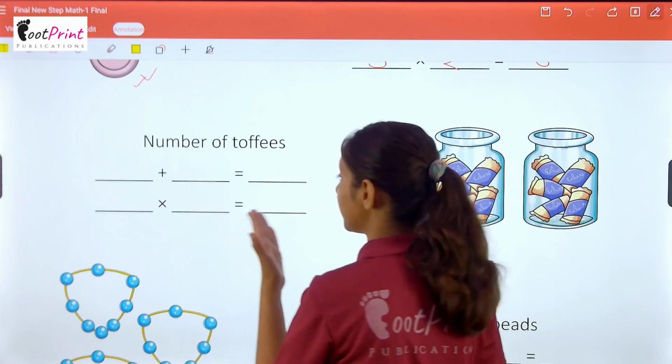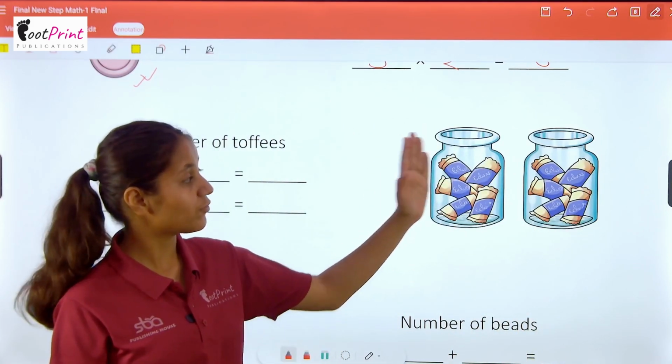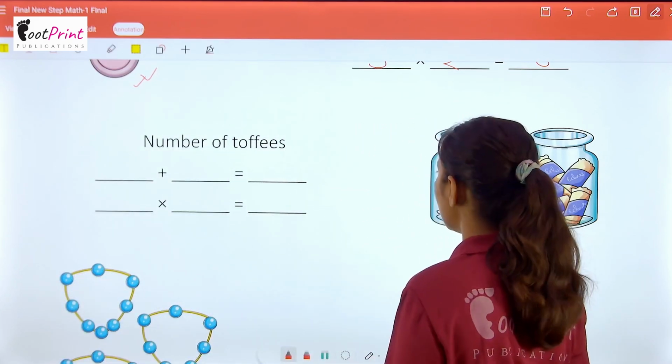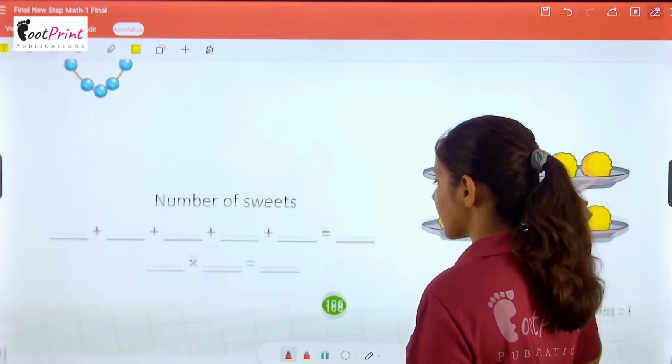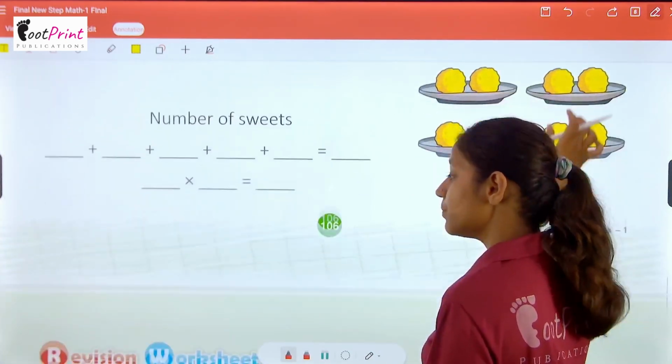Now, we have the number of toffees. So, you have to count the number of toffees, then you have to multiply it with the number of jars, and you have to write the answer here. The rest of this exercise you have to do by yourself.